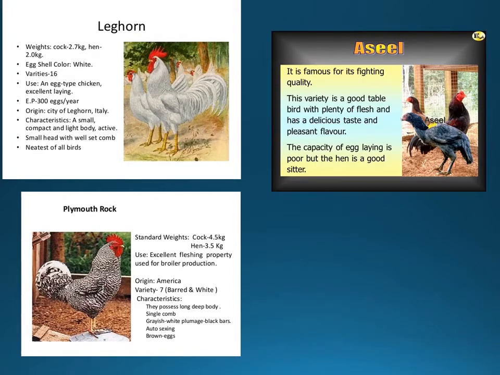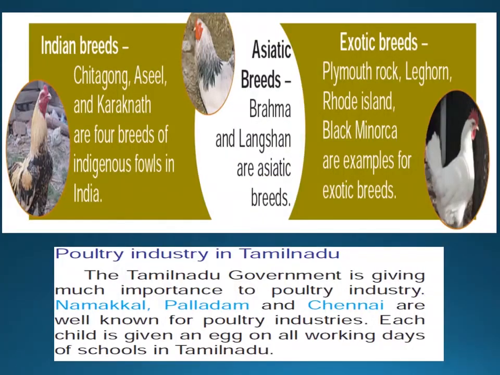Then Plymouth Rock, excellent fleshing property used for broiler production. It originated from America. It possesses long, deep body, single comb, grayish white plumage, black bar, and auto-sexing brown egg. It lays eggs in brown color. The next one, these are all example Indian breeds, Chittagong, Asil and Karaknath.